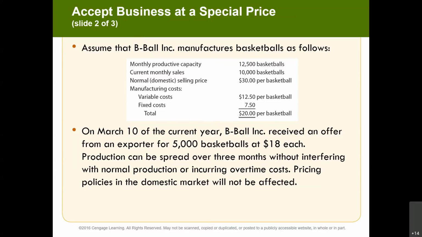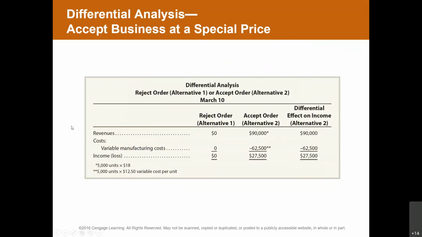Now, on March 10th, the B-Ball company received an offer to export 5,000 basketballs at $18 each. Production can be spread over 3 months without interfering with normal production and incurring overtime costs. Pricing policies in the domestic market will not be affected. So that's an interesting proposition. Let's take a look at this. If I reject the alternative of selling the additional basketballs overseas, I'm not going to get any additional revenue if I decline this offer.